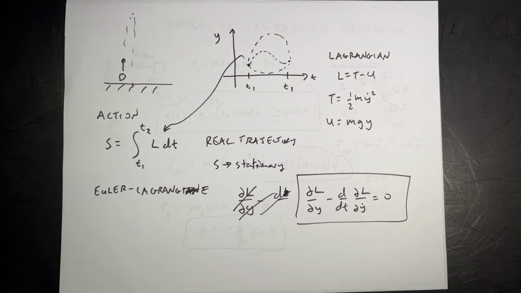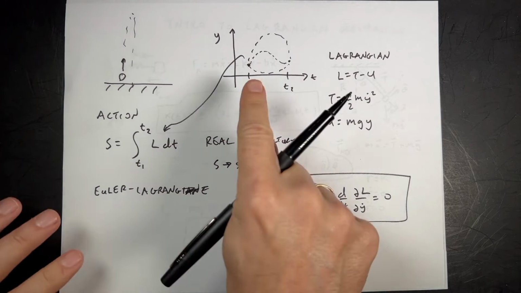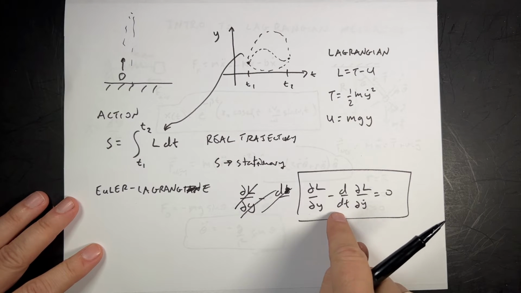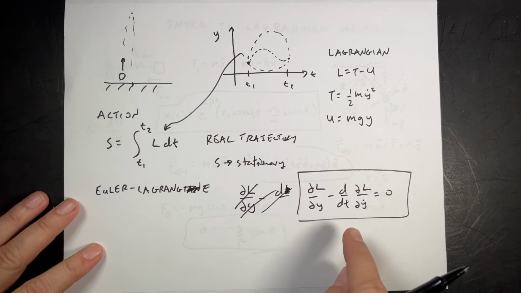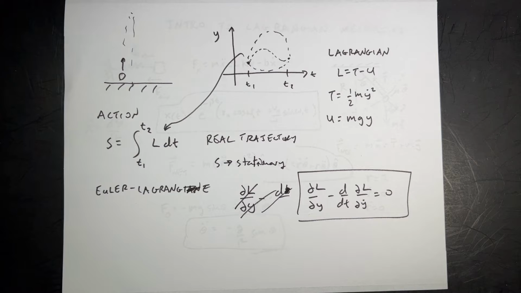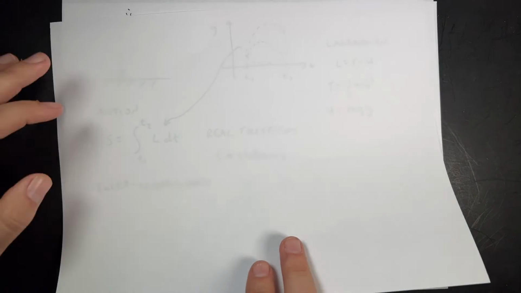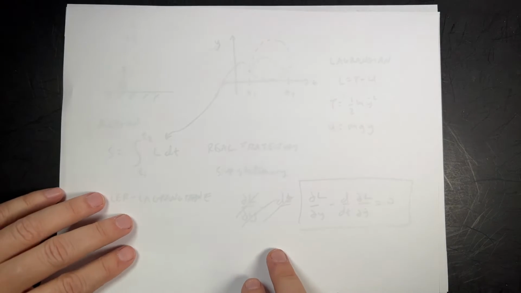This is how we're going to find our world path, our trajectory, by making sure that it satisfies this equation. So let's do that for projectile motion, and then I'll do it for the pendulum. And then I'll talk about the future.